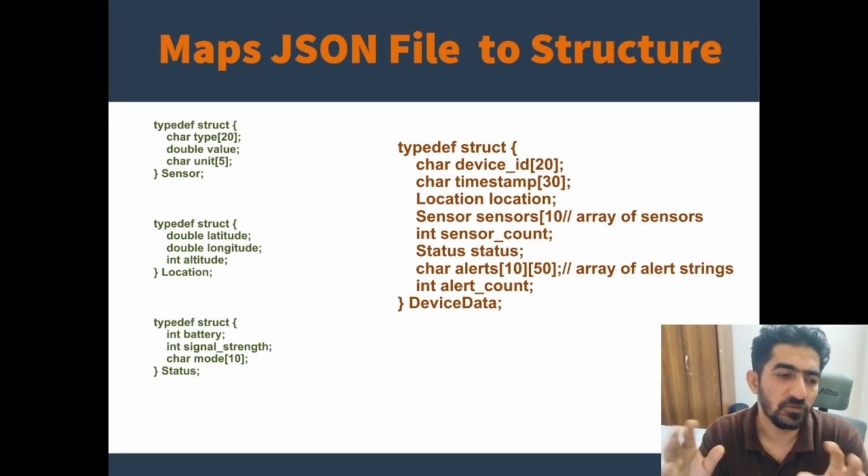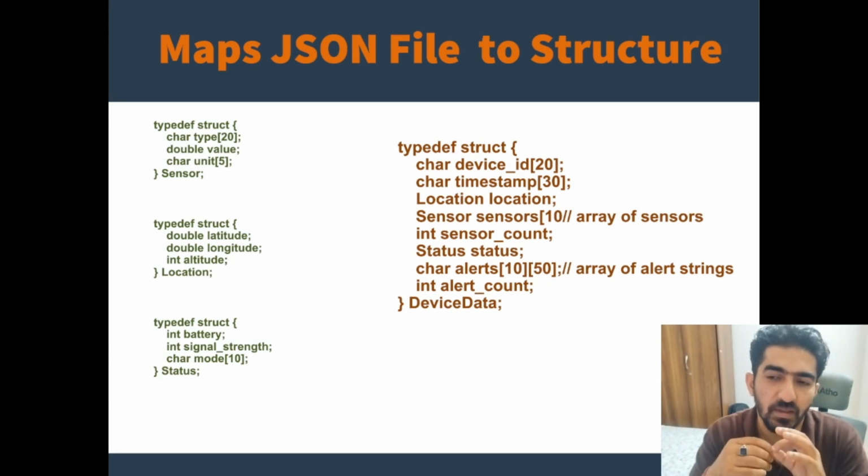So cJSON is used largely in C programming while we are communicating our C app with the cloud. So in all these scenarios we are using cJSON. So we will have a look at that.